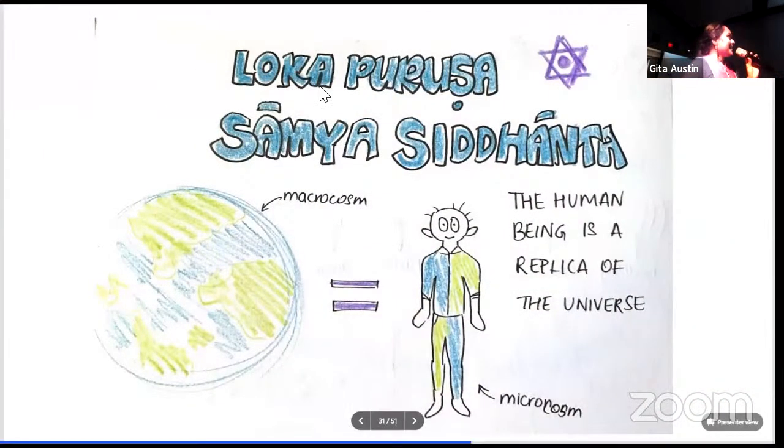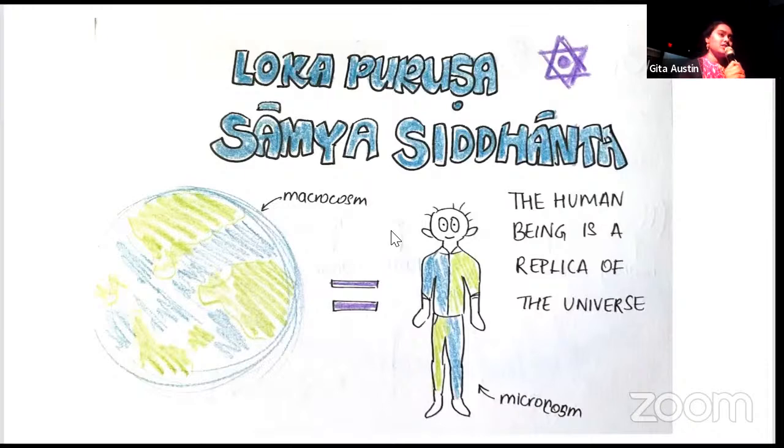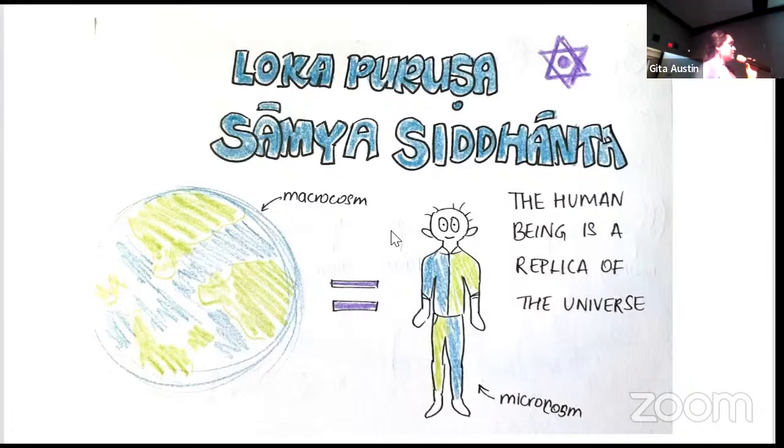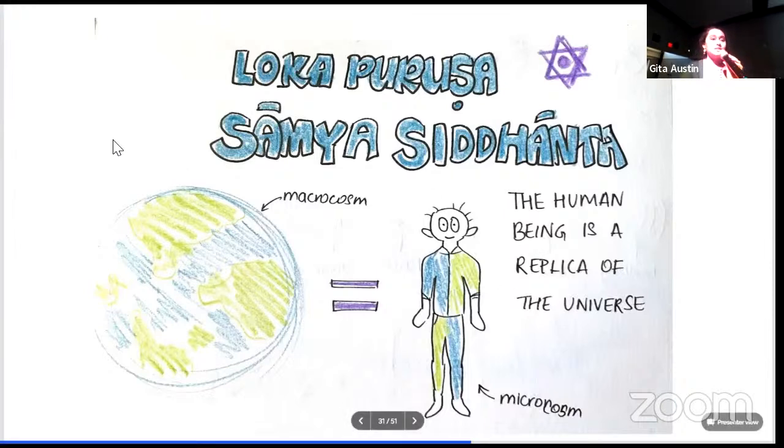So this is something that has always interested me. This concept of Loka Purusha Samya Siddhanta is not really talked about anywhere in my education actually till 12th grade. I never knew about this. When I first read about it in Ayurveda, it really intrigued me. What Loka Purusha Samya Siddhanta says is the human being is a replica of the universe. Whatever is present in the universe is actually present inside us.